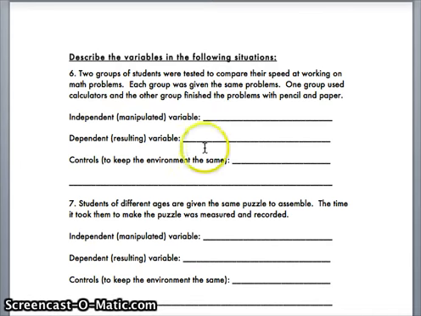Write the dependent variable here. Write down controls, which are the things that we do to keep the environment the same, here. Pause the video, make your answers, and then press play.